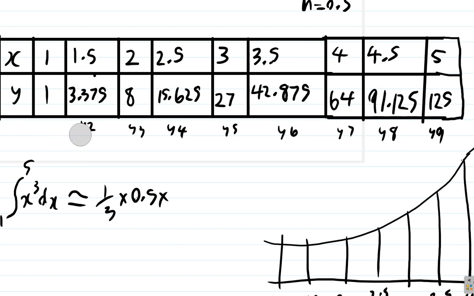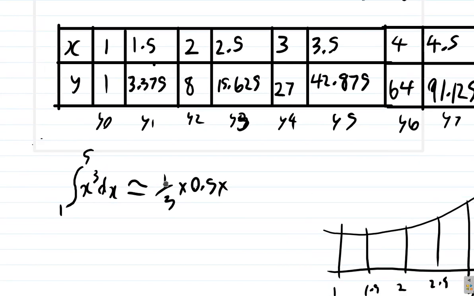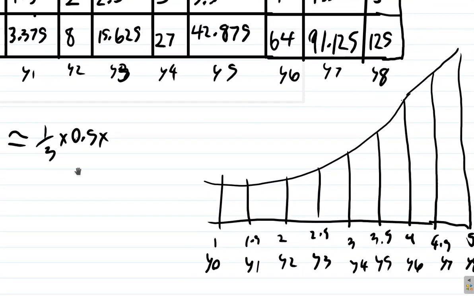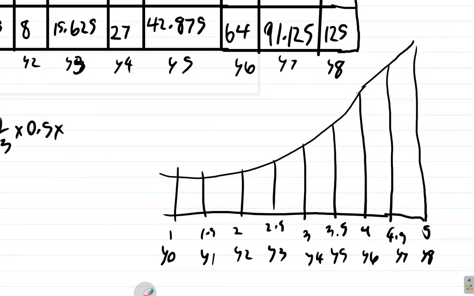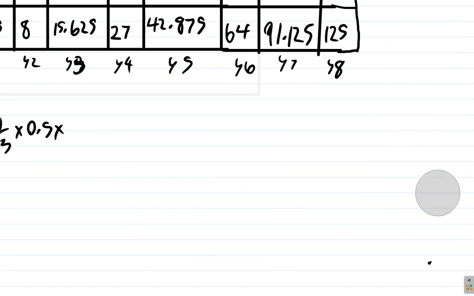That's where we start. So conforming to the formula sheet, let's relabel these: Y0, Y1, Y2, Y3, Y4, Y5, Y6, Y7, Y8. Alright? Now, let's just erase this graph because it will be in the way.